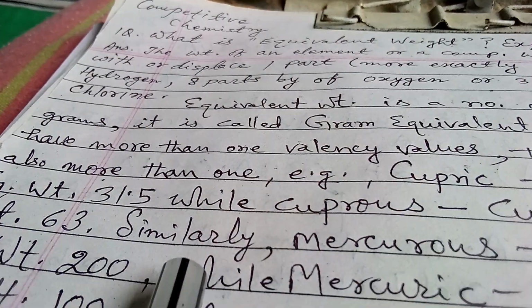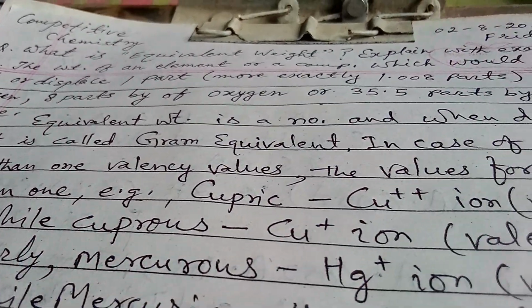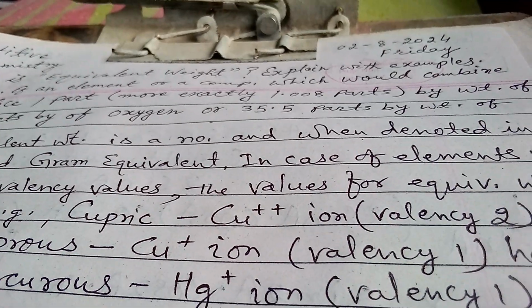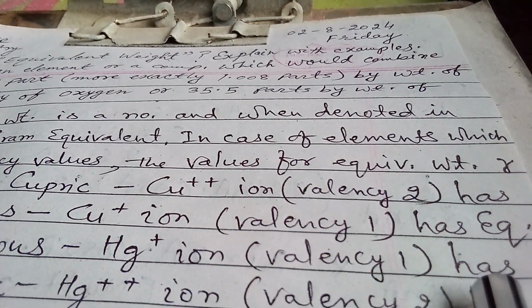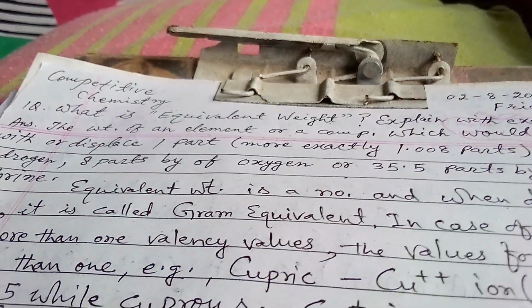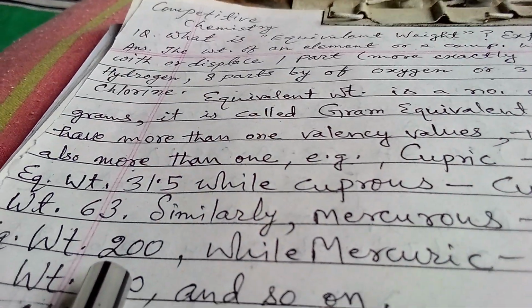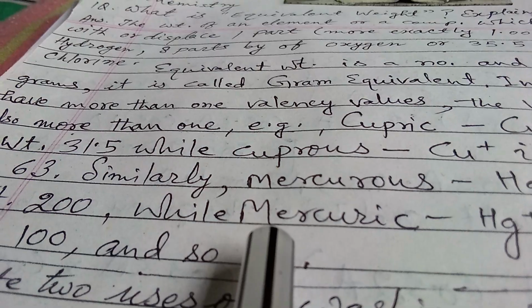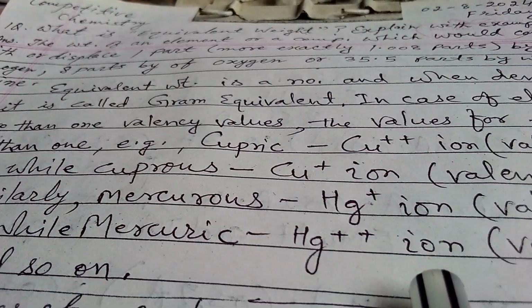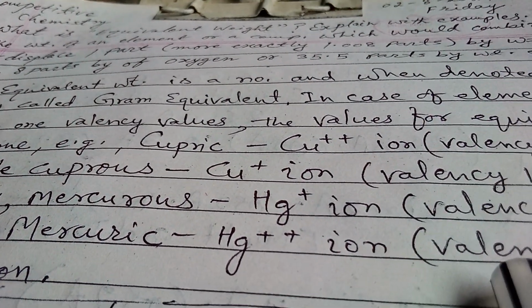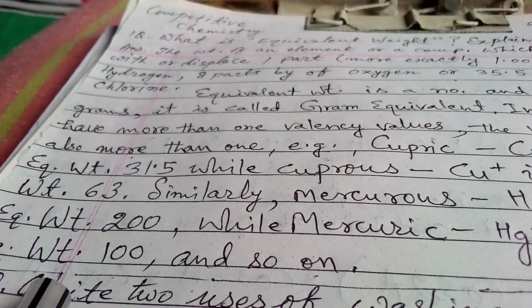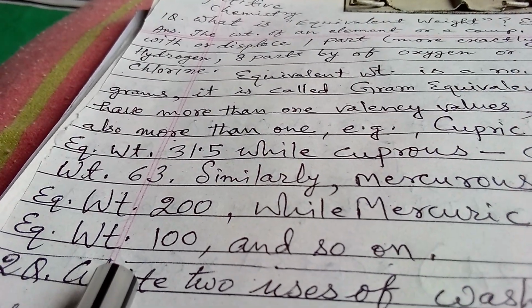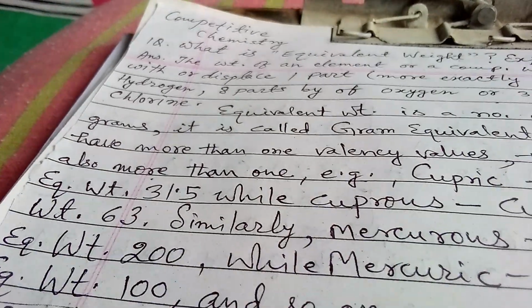Similarly, mercurous ion, valency 1, has equivalent weight 200, while mercuric ion, valency 2, has equivalent weight 100, and so on.